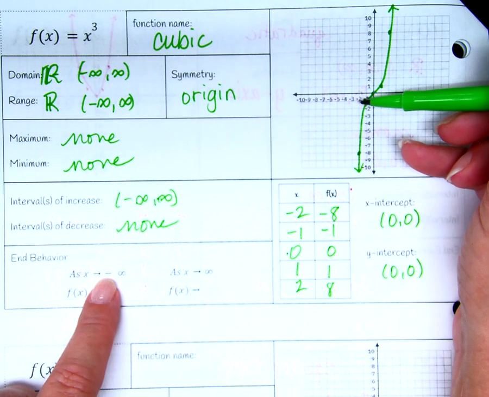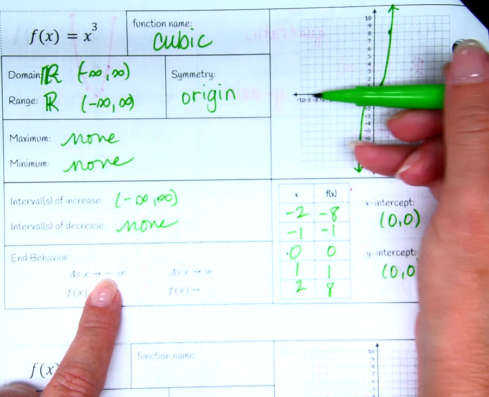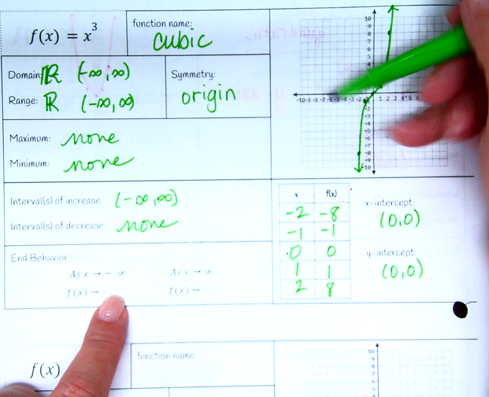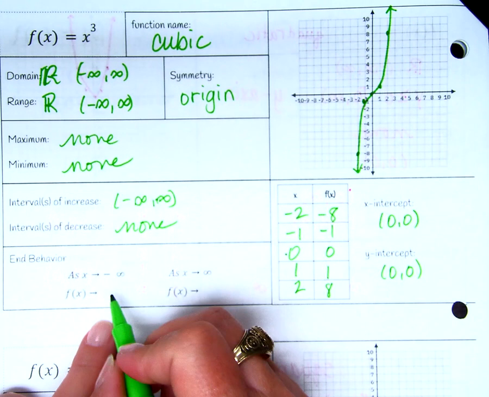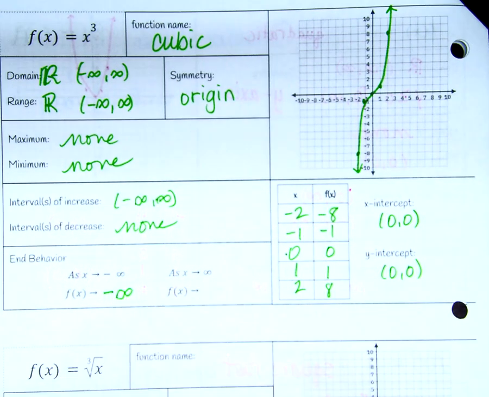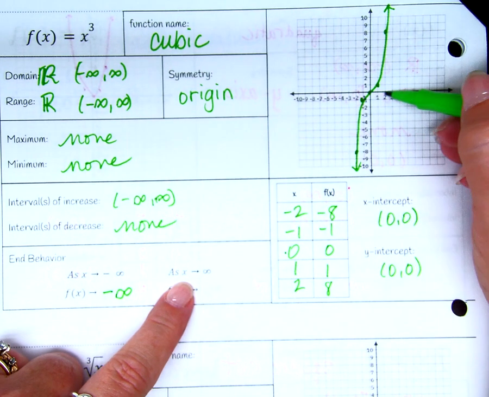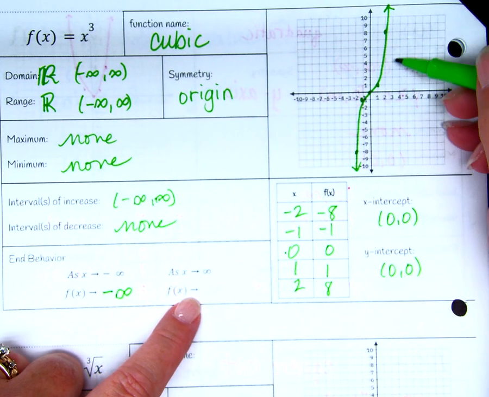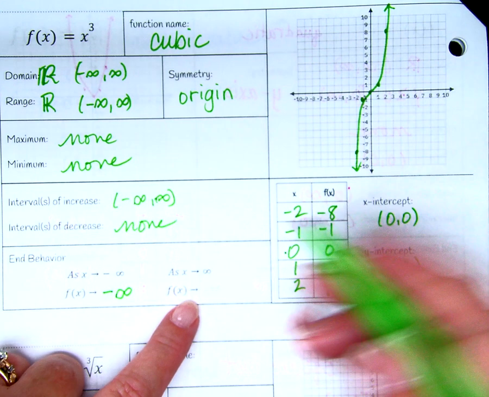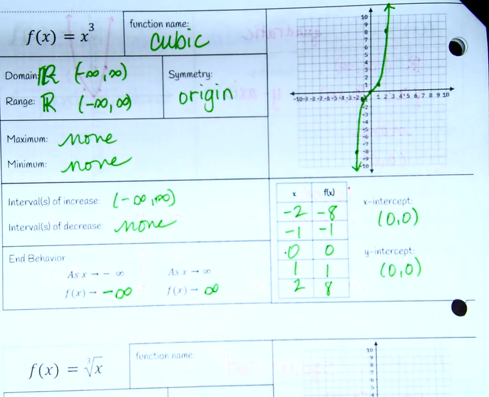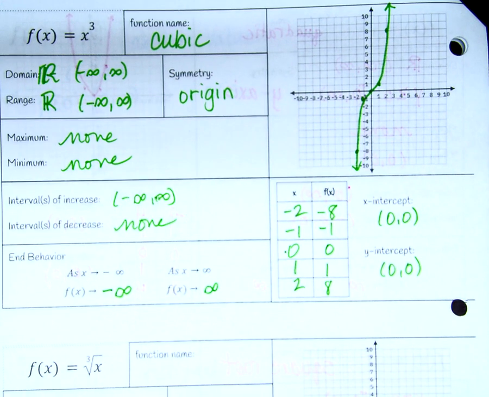As x is going to negative infinity, as we're moving to the left, what's happening to the graph? It's going down, so we are going to negative infinity. As x's are moving to the right, what's happening to the y values? They're going up, so positive infinity. Questions?